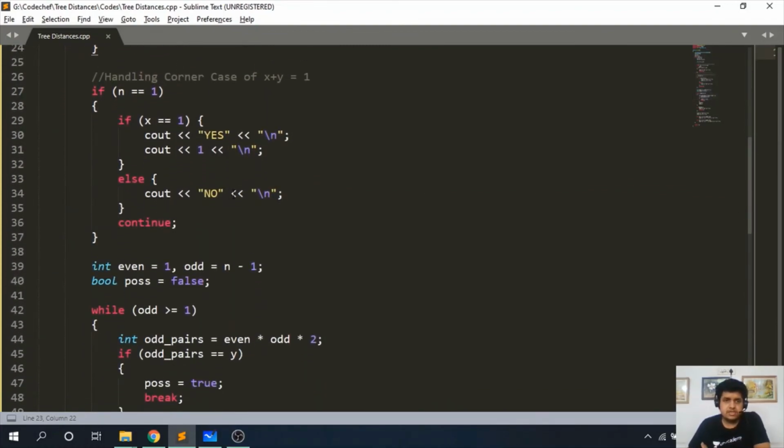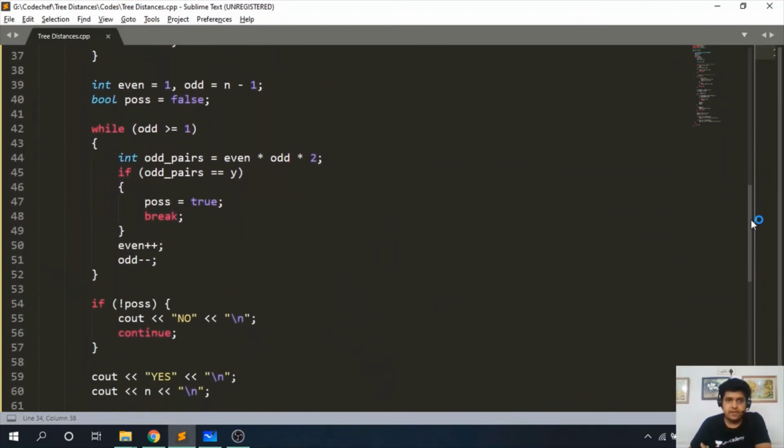Now, first and foremost, let's handle the corner case of x plus y equal to 1. For 1, there will obviously be just one node. If x is equal to 1, the answer will be yes, because then the pair will be 1, 1. But if y is equal to 1, then there will be no odd distance pairs. Therefore, in that case, our answer will be 0 and such a tree is not possible. So this is handled. Now let us move on to the actual part of constructing the tree.